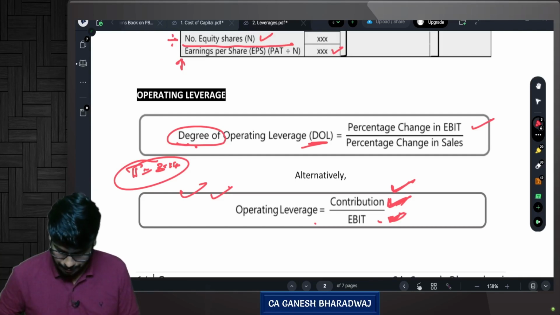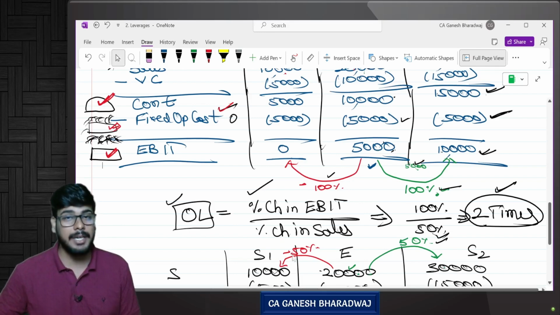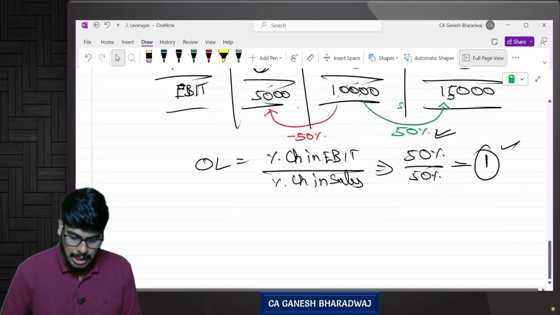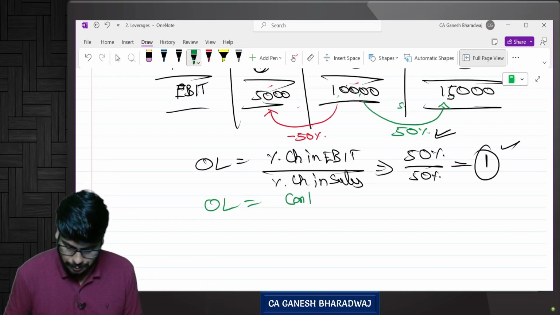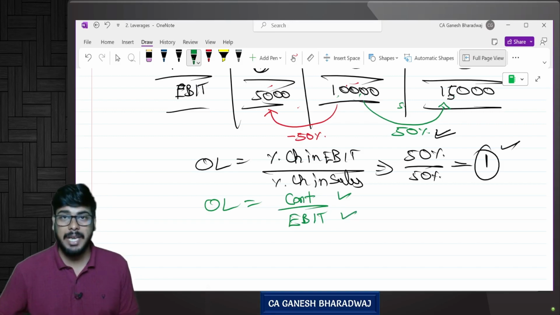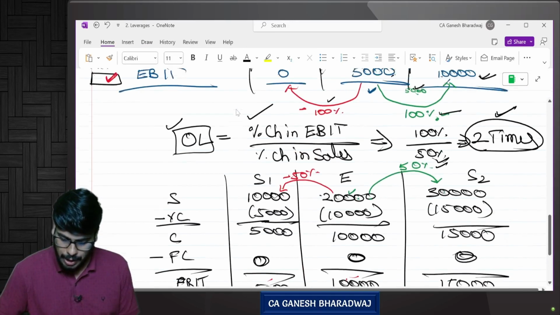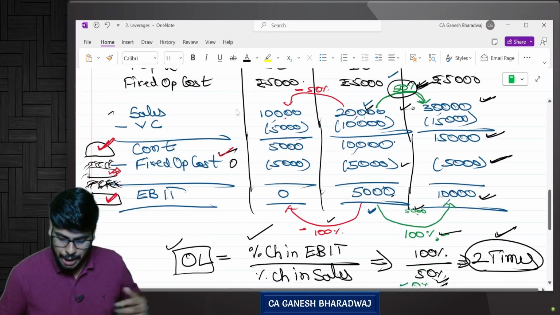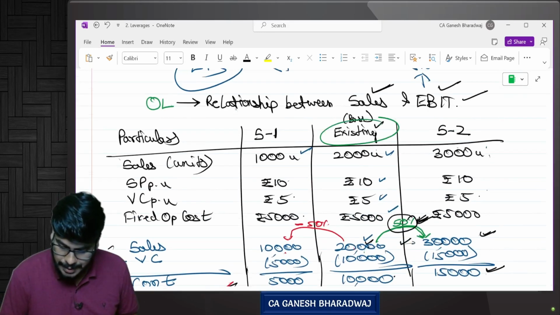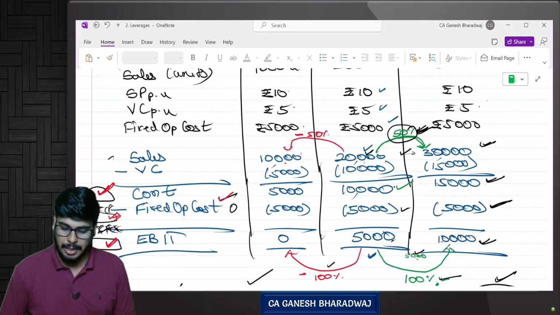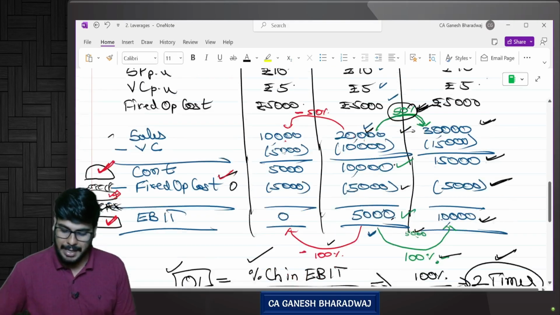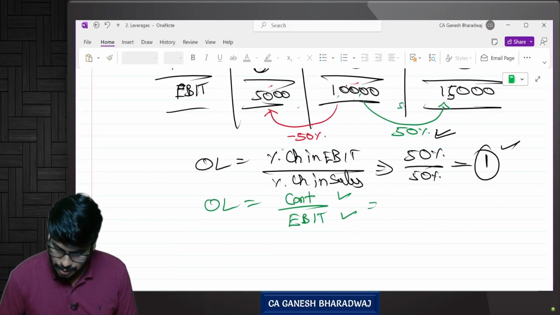Now, one more thing that you need to understand. What did I say the formula for operating leverage was? The other formula is contribution divided by EBIT. Now, this contribution and EBIT should be picked only from the base data. Are you clear with this? So, it is going to be the base data's contribution, 10,000, divided by the base data's EBIT, 5,000.